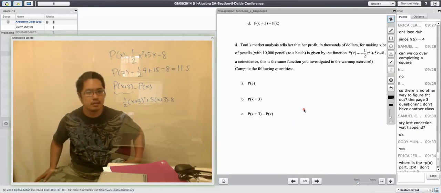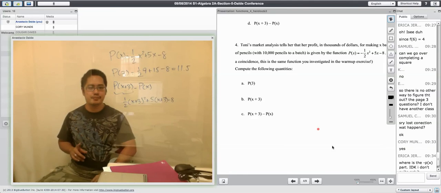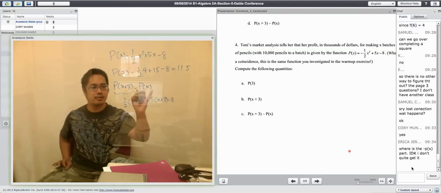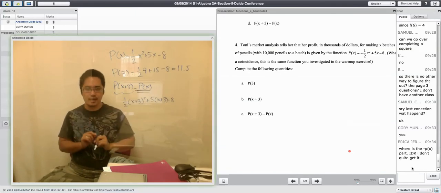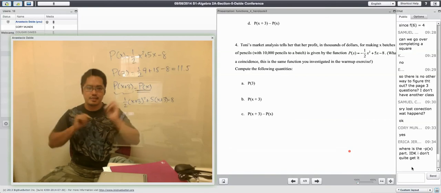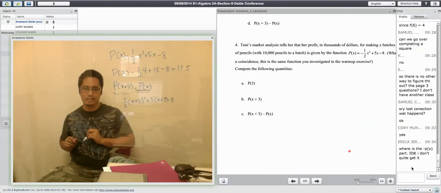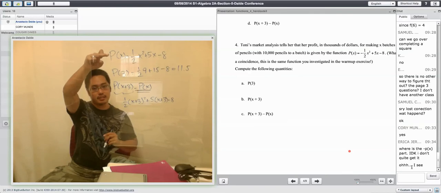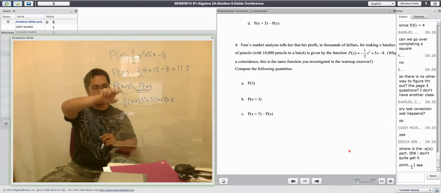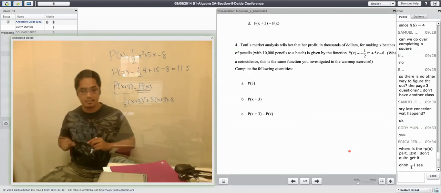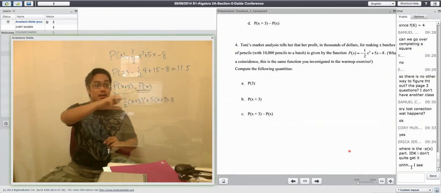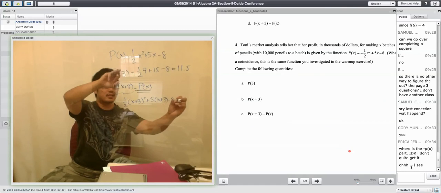Where is the negative P of X? Okay, Erica, I didn't put in the negative P of X part yet. I'll put that in right now, but I want to make sure you understand the P of X plus 3 part. All I did was take what they told me P of X is equal to, and instead of writing an X, I put an X plus 3. Now I'm going to put in the minus P of X part. All I've got to do is minus this thing.